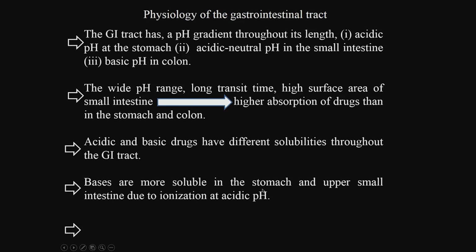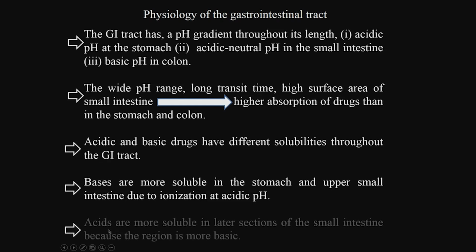Bases are more soluble in the stomach and upper small intestine due to ionization at acidic pH. So, if the drug gets ionized, it will not go through the lipid because ionized drugs are very polar. If the bases do not get ionized, they will travel through. So, bases are more soluble in the stomach. Acids are more soluble in the later section of the small intestine because the region is more basic.